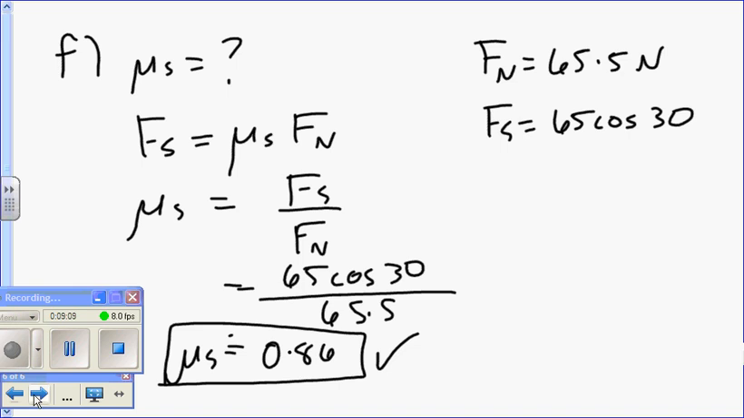Okay, so there's a lot of steps there, and I do suggest you go through the whole problem yourself and make sure you can follow the train of thought, but if you can, that's one method of solving for coefficient of friction.